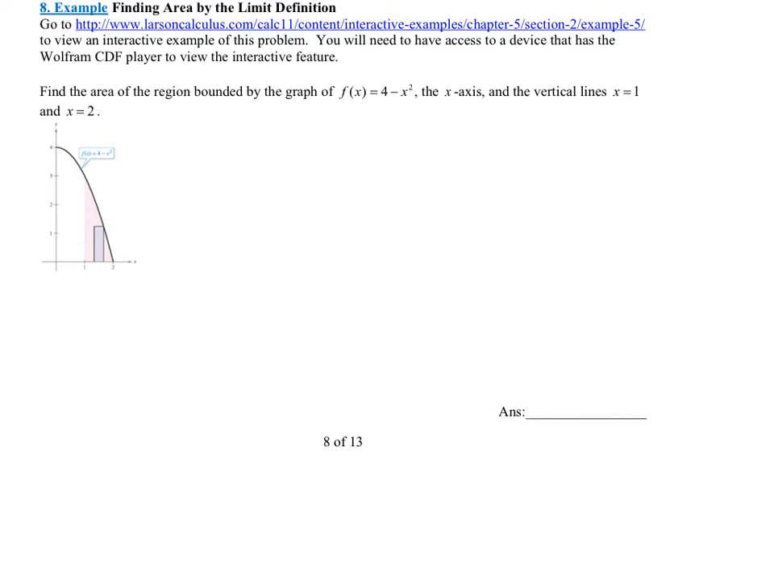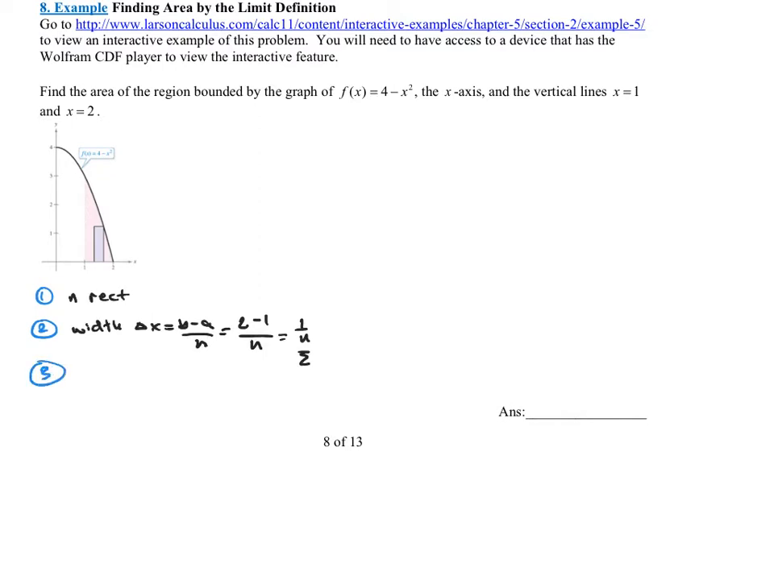Okay, first things first, think about how many rectangles do you need. Here we need n rectangles. Again, we're not specifying the number. Step 2, let's think about that width. What's the width of that? Well, the width is always delta x, which is b minus a all over n. Well, in this case, the right endpoint is 2, the left endpoint is 1, and n is the number of rectangles. So that gives us the width of every single one of them is 1 over n.